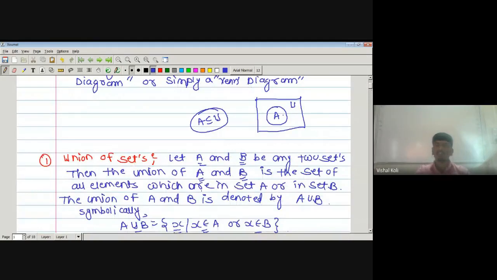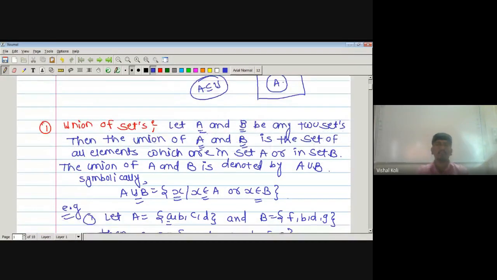First one, what is the union of sets? If suppose we have two sets A and B, then the union of the two sets A and B contains only those elements which belong to either set A or set B.